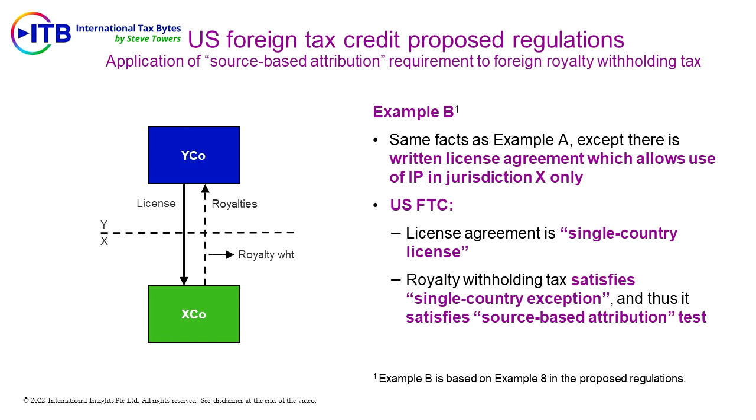Example B has the same facts as example A, except that there is a written license agreement which allows the use of the IP in jurisdiction X only. In this scenario, the license agreement is a single country license. Accordingly, the royalty withholding tax will satisfy the single country exception, and therefore it will satisfy the source-based attribution test.